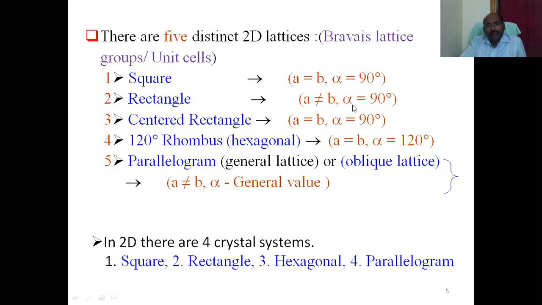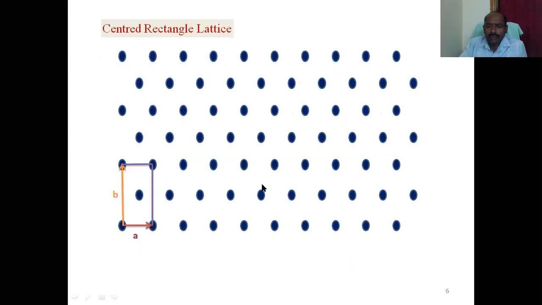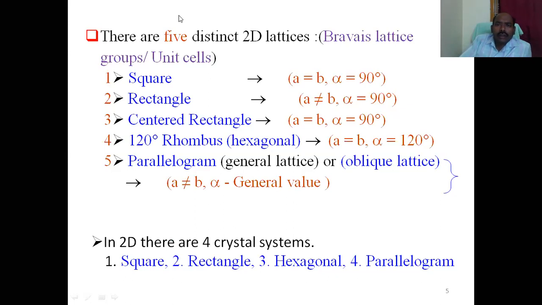Another case: alpha is equal to 90 but A is not equal to B. That gives us a rectangle. That is another type of lattice. Another one is the centered rectangle. In the rectangle, at the center of the rectangle, one more lattice point is located. That is called a centered rectangle. Here A should not be equal to B.